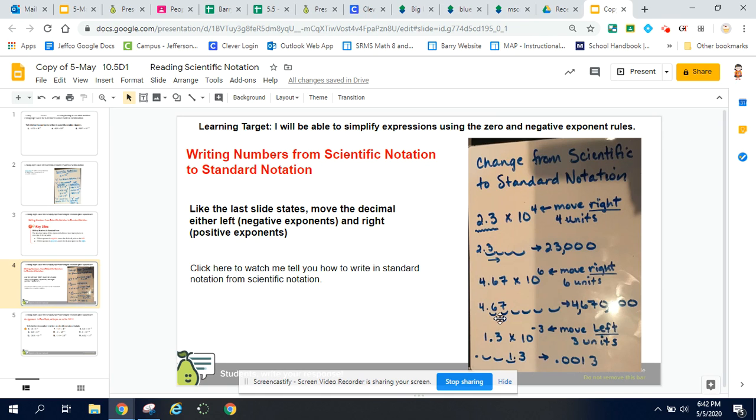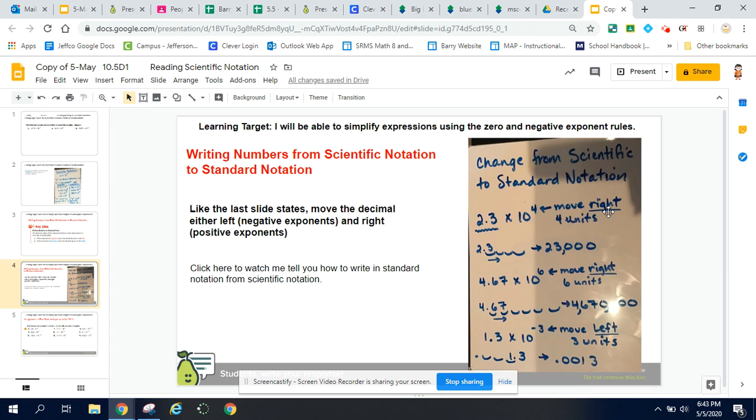Now, let's go to this last one. I threw in a negative exponent. It is scientific, 1.3 times 10 to the negative third. Now, what I'm going to do is put my pencil on the decimal, and this time I'm going to move 3 to the left because it's a negative exponent. So you find your decimal, which is in between the 1 and the 3, and you move it 3. 1, 2, 3 dips. I move my decimal over here. So then my answer is 0.0013.